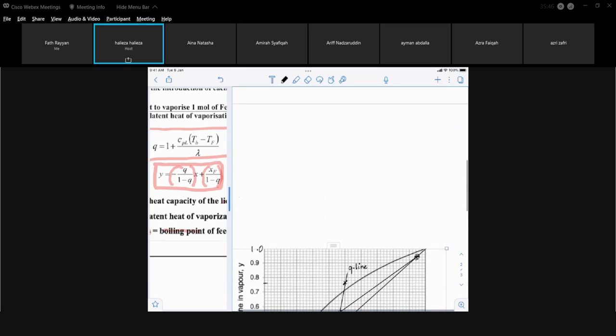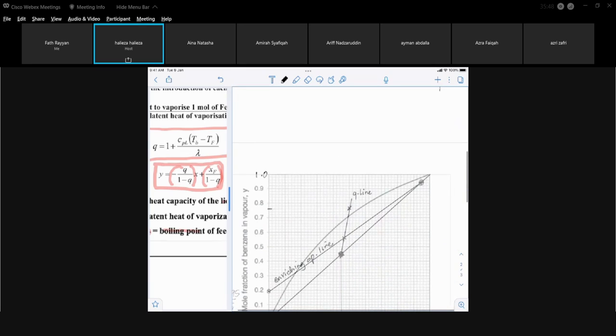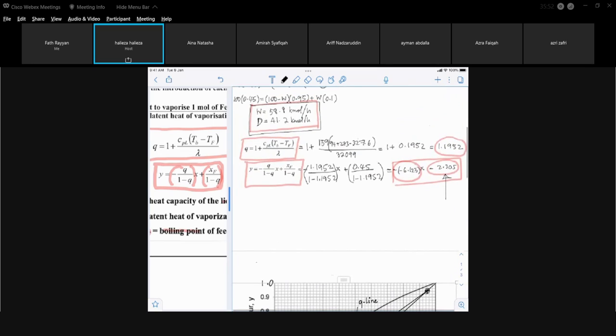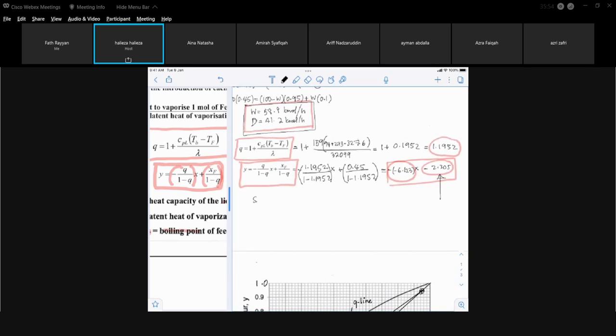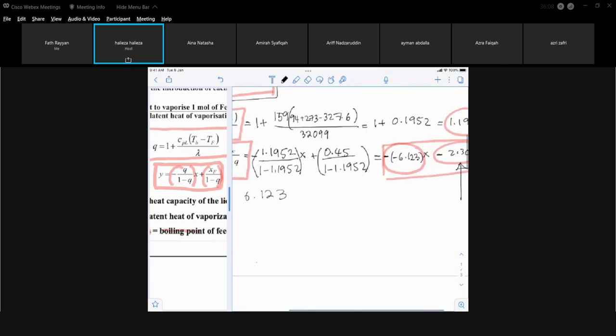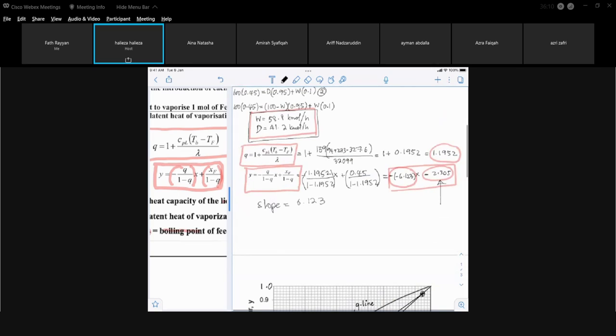We're going to use the slope to calculate your Q line. The slope is equal to positive 6.123. That's the slope. There's a negative in front of it, and then another negative in front of it, so it becomes positive 6.123. And that slope is equal to delta y over delta x.